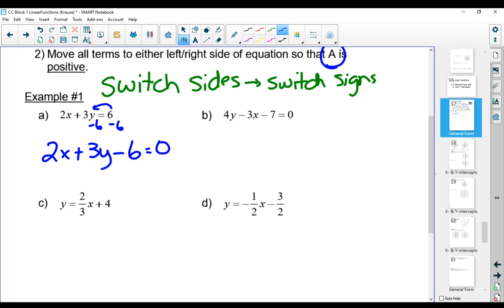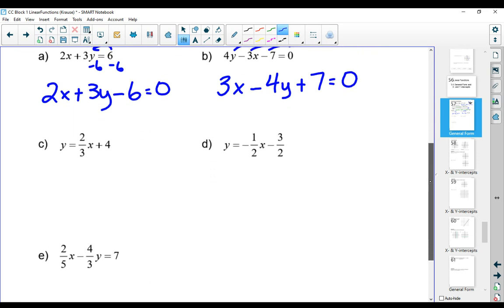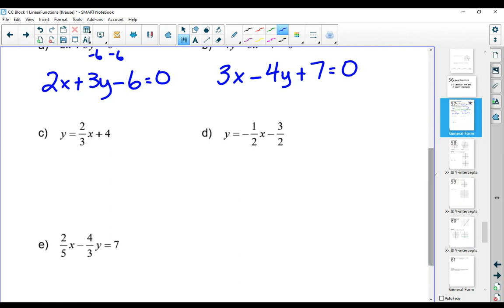For the next one, 4y minus 3x minus 7 equals 0. The x is not positive, so we're going to have to move everything to the right-hand side of the equation. And again, when we switch sides, we switch signs. So the 3x will be positive, the negative 4y, positive 7 equals 0. Now, it doesn't matter what side of the equation the 0 is on, so we just write it so that the x is positive, and then we add our 0.